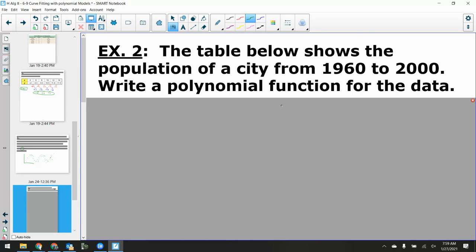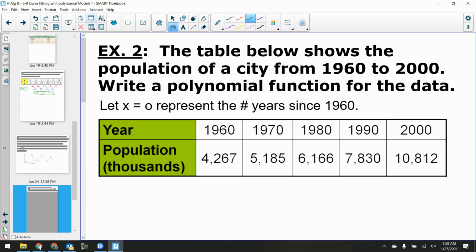Okay. The table below shows the population of a city from 1960 to 2000. Let's write a polynomial function for the data. Now, you'll notice up here on the whiteboard, and it's on Canvas as well, I ask you to scale down your x values. Could you use the x values that are in the table? Yes, that would be completely fine.